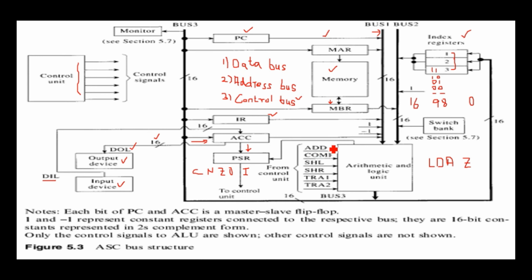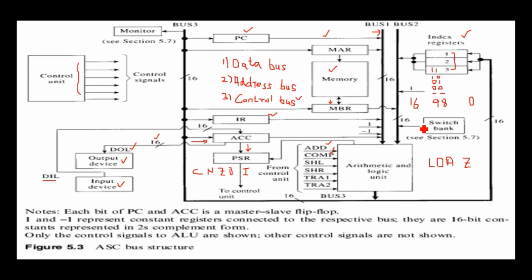So these control signals will be add, complement, shift left, shift right, depending upon the instructions. All the control signals will be generated by the control unit. So this is our detailed bus structure of a 16-bit computer.